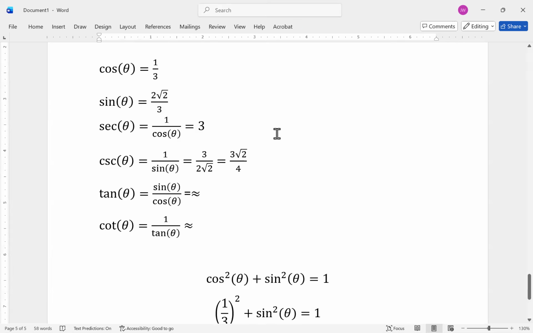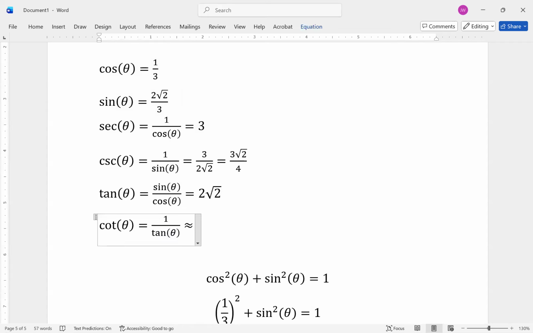Sine over cosine, well, sine is this, cosine is this. The denominators of 3 are going to cancel each other out. And so what's going to happen is that sine over cosine is going to give you 2 root 2 divided by 1. I don't have to write the divided by 1 part. I just get 2 root 2.